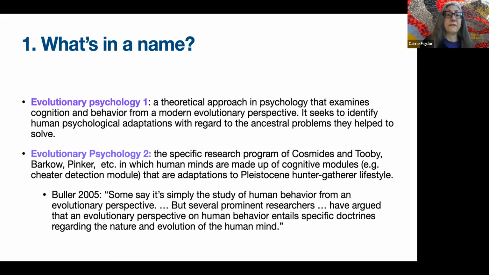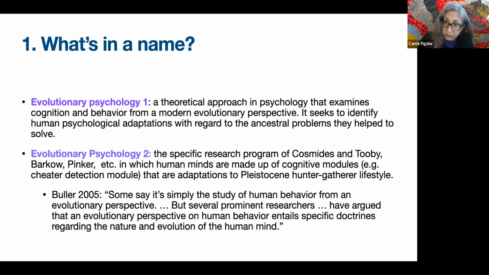There's also a second definition, which identifies evolutionary psychology with a specific research program, which I'm sure some of you at least have heard of: Cosmides and Tooby and Barkow, Pinker, and others, in which they have a specific theoretical stance in which these minds are made up of cognitive modules, such as the cheater detection module, and these are adaptations to Pleistocene hunter-gatherer conditions. Okay.